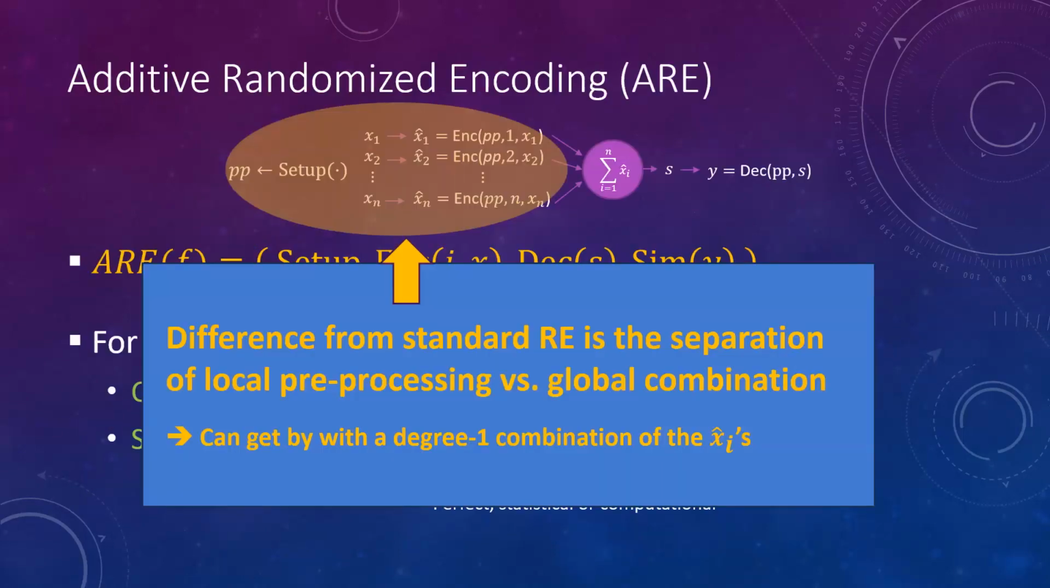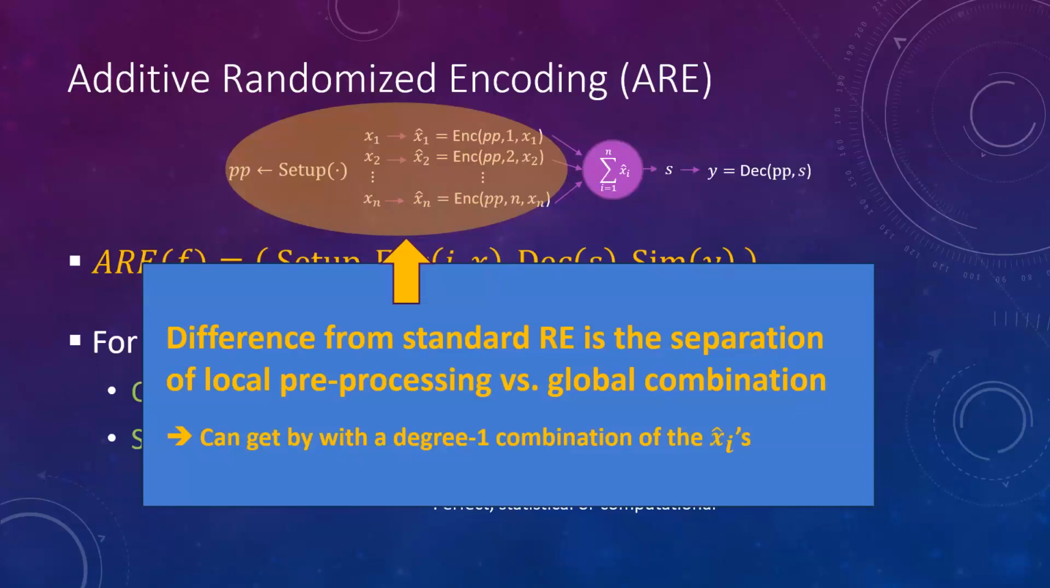Just to put it in perspective, for those of you who know about the general concept of randomized encoding, the thing that's new here is you separate the local encoding from the global addition. And this lets you get by with the global addition being a degree 1 function, that is just the sum, whereas for randomized encoding, you need higher degree than 1.